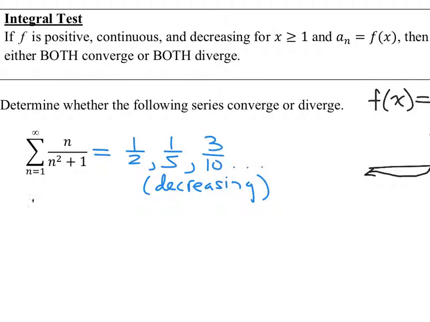All right, we're going to let f of x equal x over x squared plus 1. That needs to be continuous and positive. Yeah. 1/5 is lower than 3 tenths. There we go. Let me clean that up a little bit. All right, so we're going to let f of x equal x over x squared plus 1.